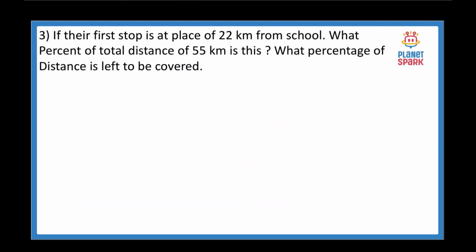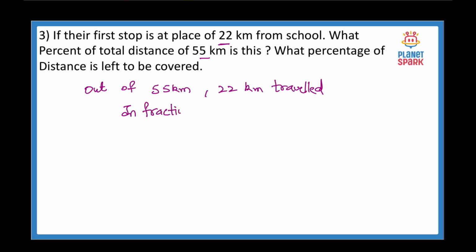Now the third part of the question says, if the first stop is at a place 22 kilometer from school, they have taken a stop at 22 kilometer and the total distance from the picnic spot was 55 kilometer. What percentage of distance is covered? So out of 55 kilometers, 22 kilometers is travelled. Let's try to write it down in fractional form. Out of 55 means the total is 55, so the total will come in the denominator. In fractional form, I'll have 22 over 55. Total always comes in the denominator.